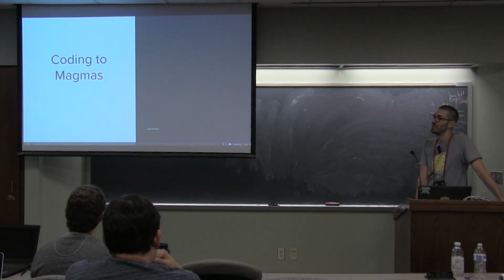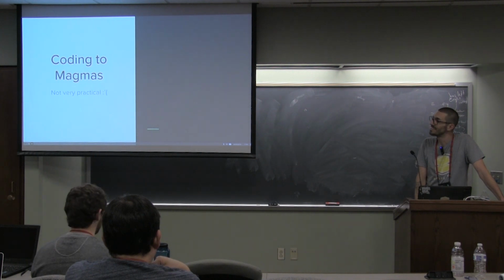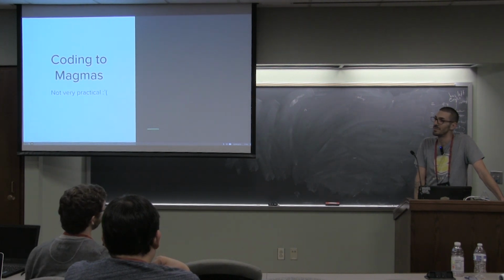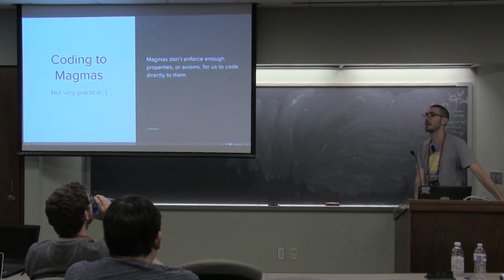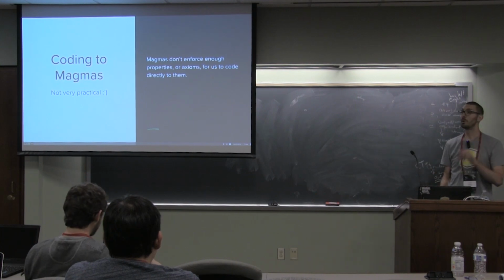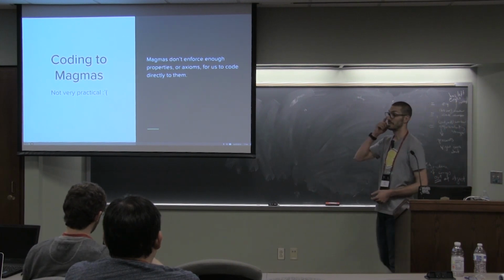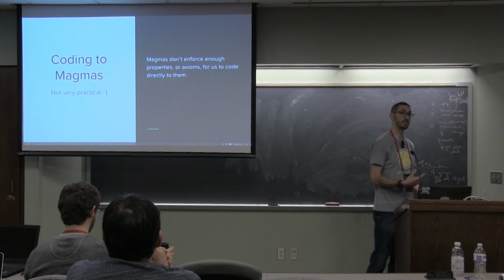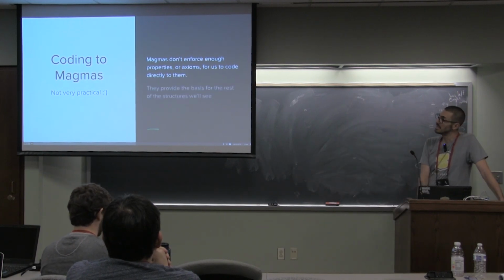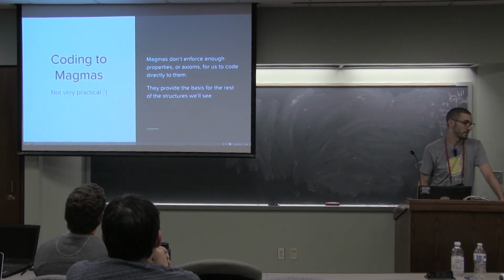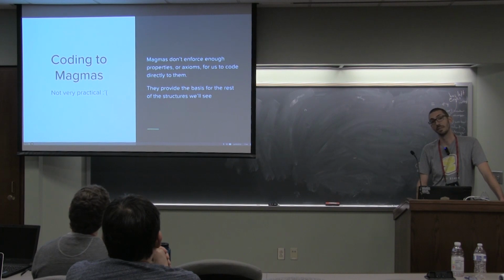So how are we going to code to a magma? As it turns out, no one really seems to do this. It's not very practical, because it doesn't uphold very many other properties or axioms. There are some things we could do with just a straight magma, but it provides the basis for all of the other structures that we're going to see, because it introduces this concept of closure.